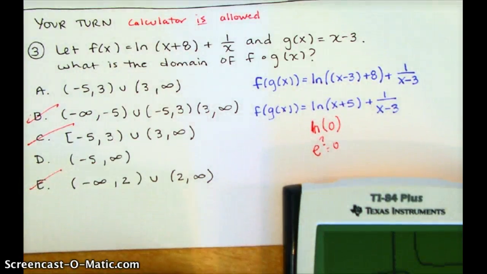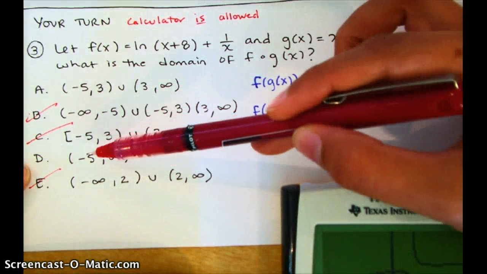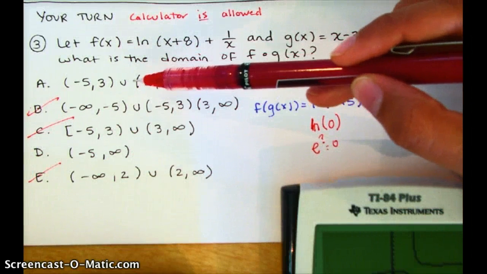Okay, we're doing really well. The difference between D and A is that D says the domain starts at -5 and keeps going, but A says there's an asymptote at 3. So A it is.